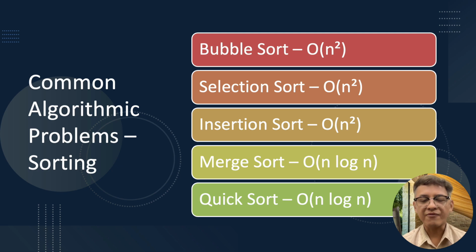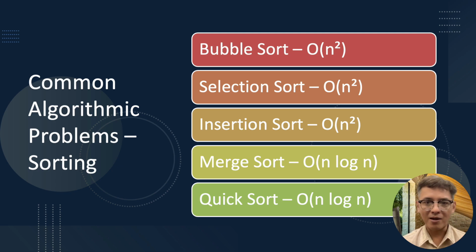Sorting is the process of arranging data in a particular order, usually ascending or descending. We use sorting to improve the efficiency of searching, filtering, and organizing data. Let me walk you through a few popular sorting problems.